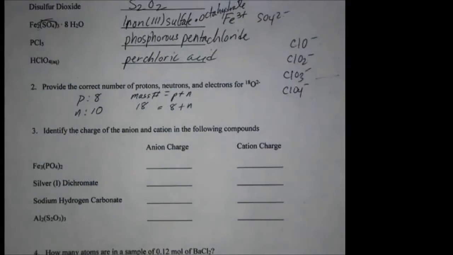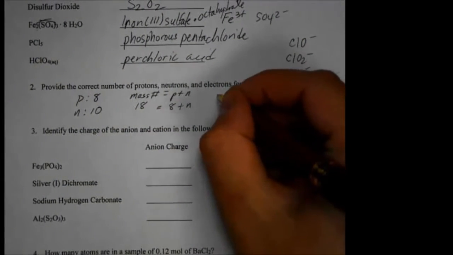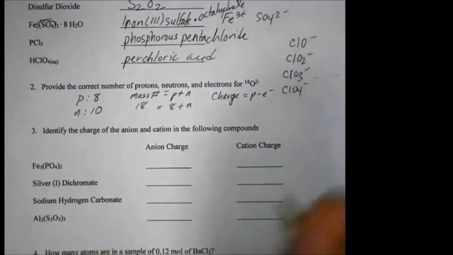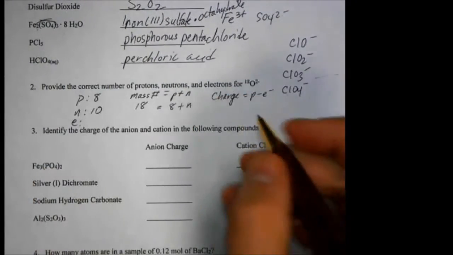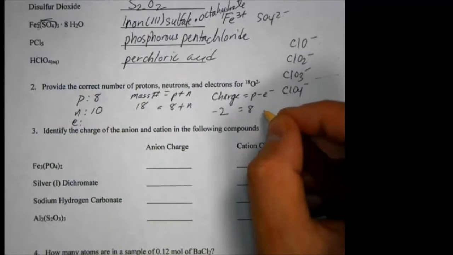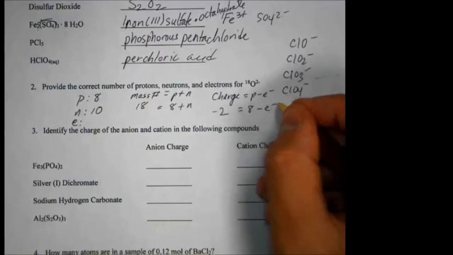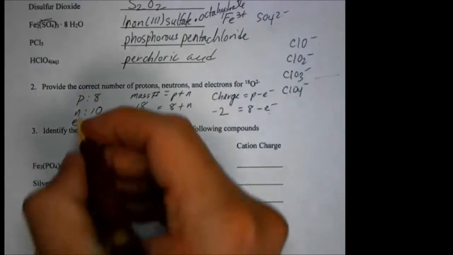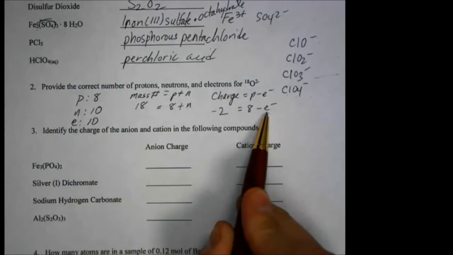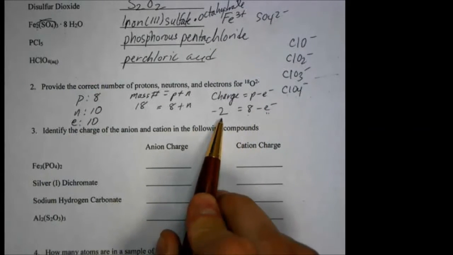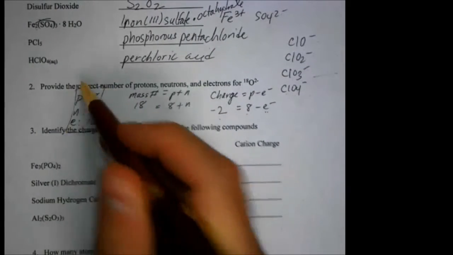Now for the charge, charge is equivalent to protons minus electrons. So in this case, we have a charge of -2, and we have 8 protons, so if we put in minus electrons, that means that we have to have 10 electrons because we have 10 minus charges and 8 positive charges, which gives us a minus 2. Okay? So if you write this down on your exam, you would be golden.